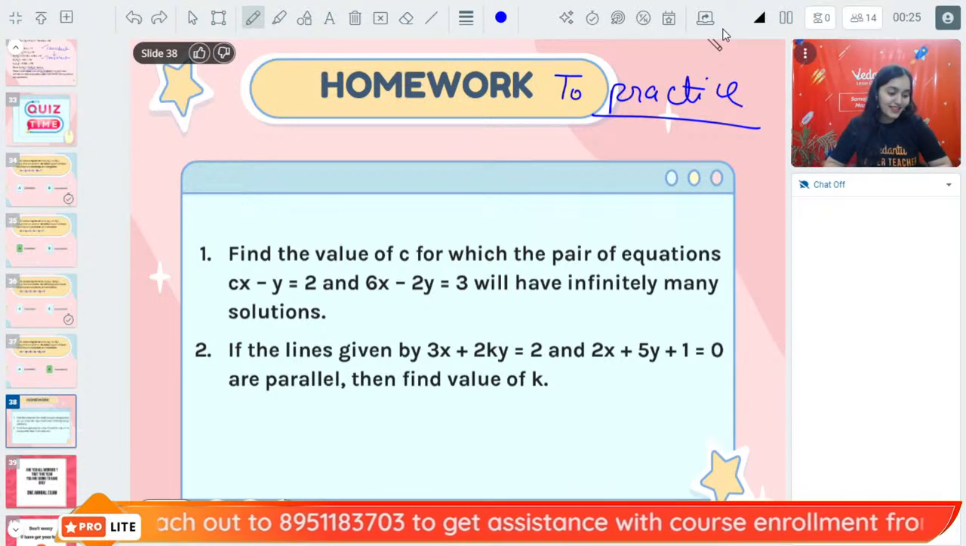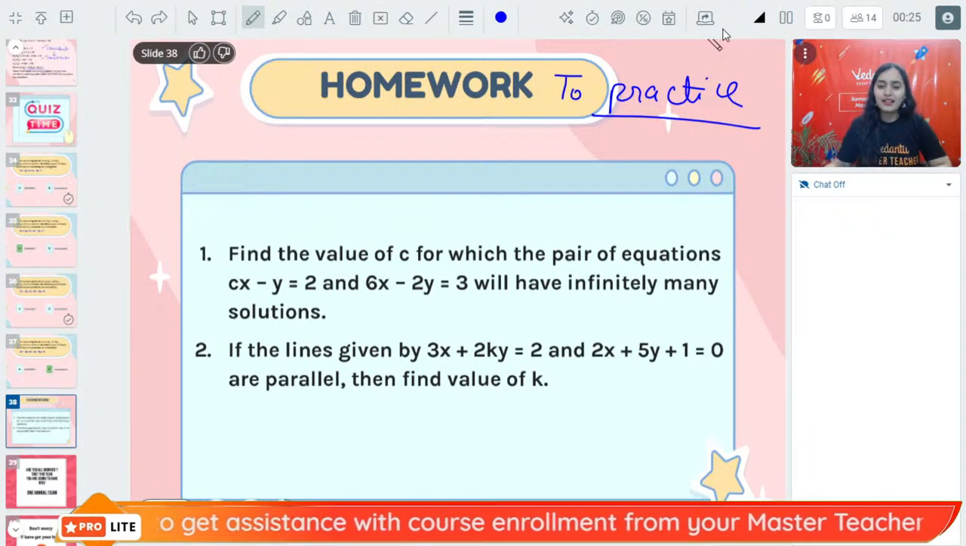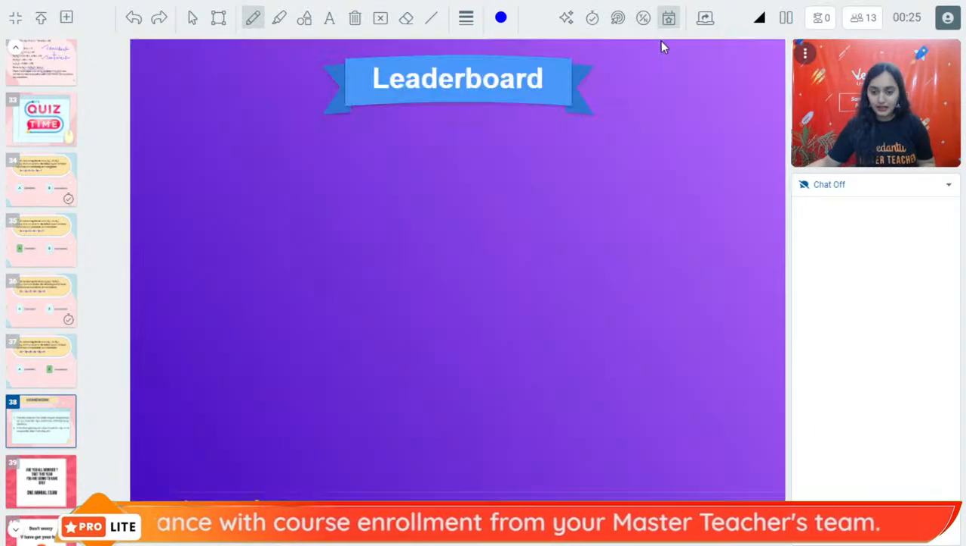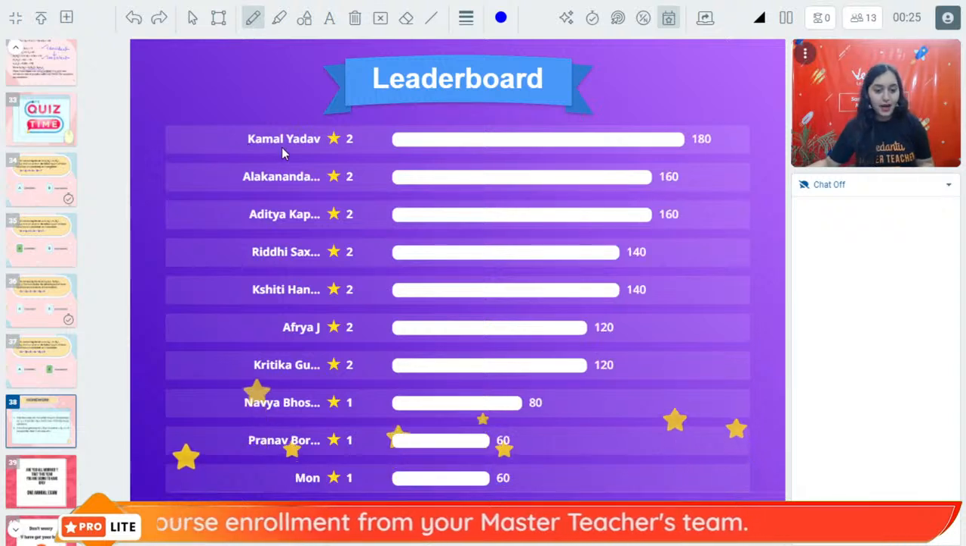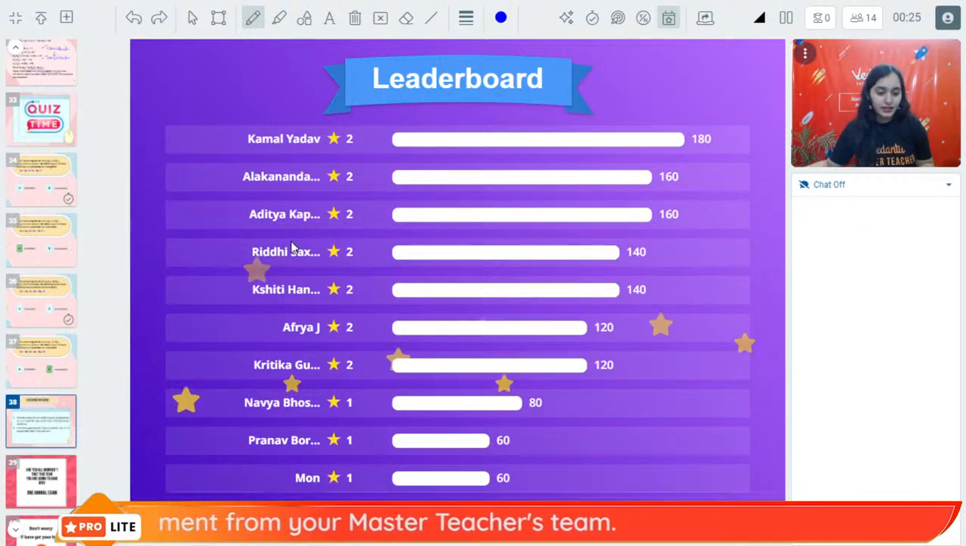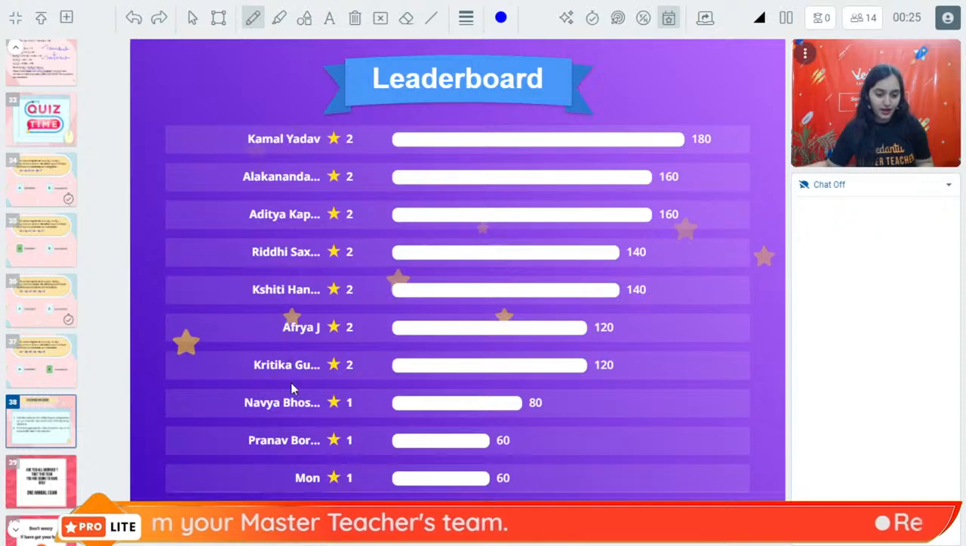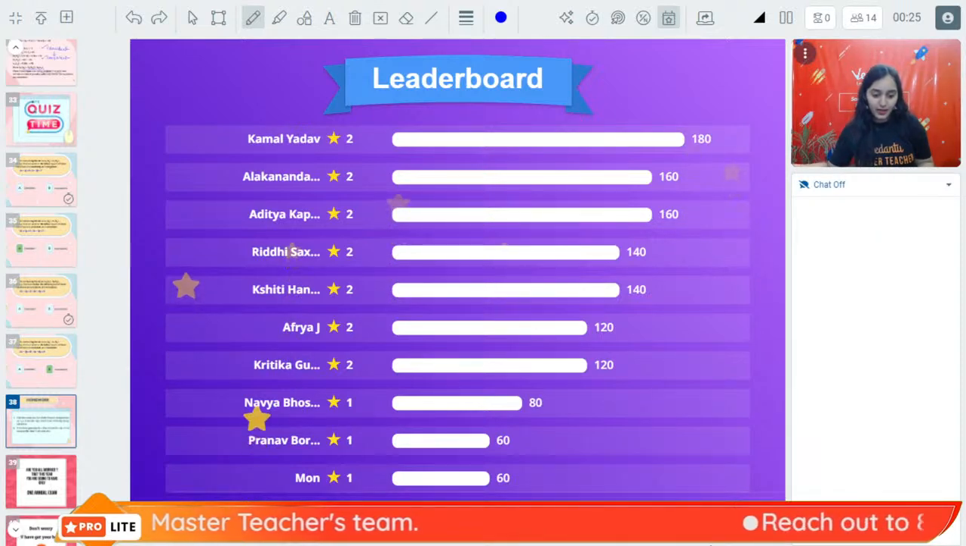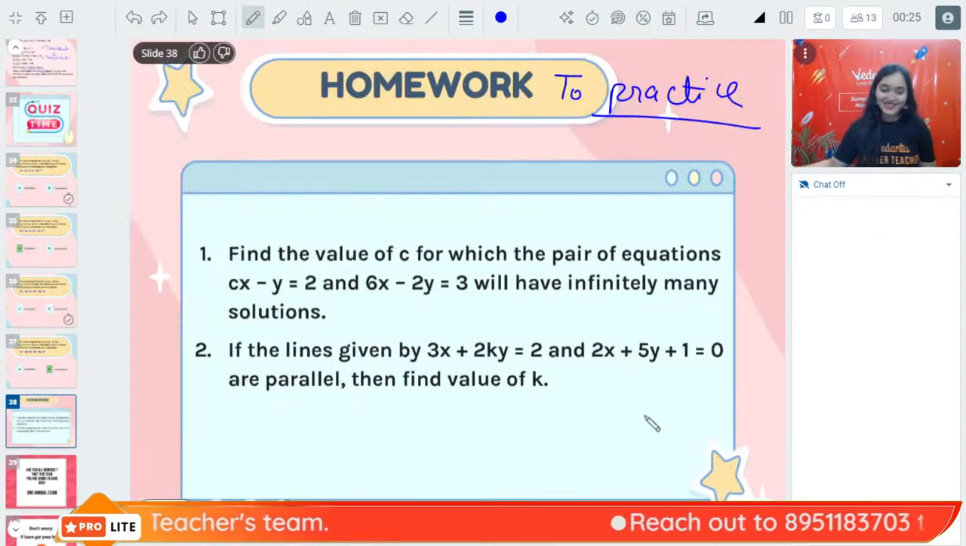All right. Thank you, Nivedita. In the last class, I didn't give homework, right? Oh, let's look at the leaderboard as well. We have Kamal at the top, then Alku, Aditya, Riddhi, Shiti, Afreya, Kritika, Navya, Pranay, Mon, and Nitish. Awesome.